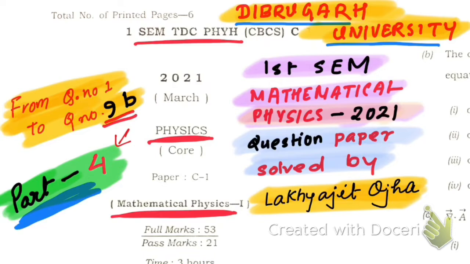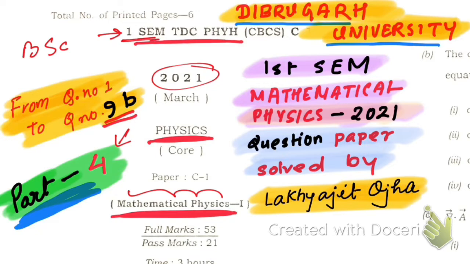This is part 4 of the mathematical physics paper solution of 2021, of BSc first sem, set by Dibrugarh University. I have already solved up to question number 9A in the last part. So today we are going to start from question number 9b, and we're going to complete this paper in this video.